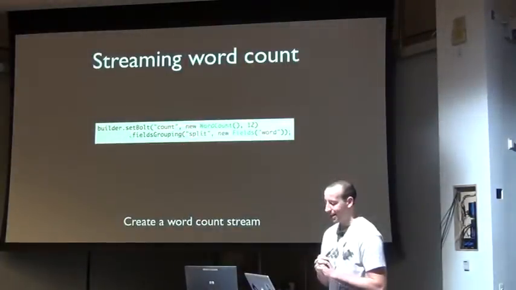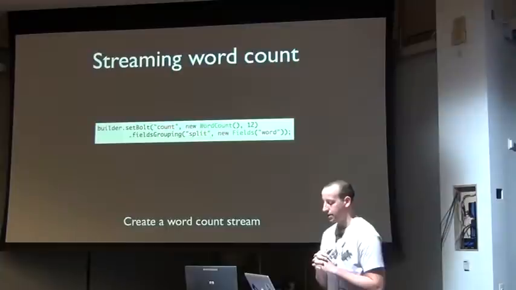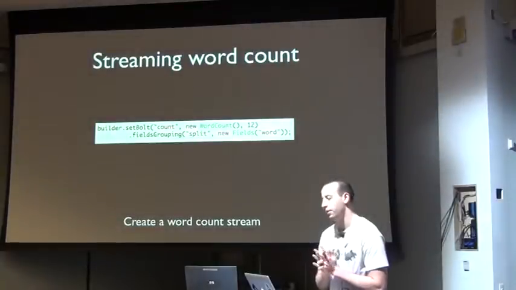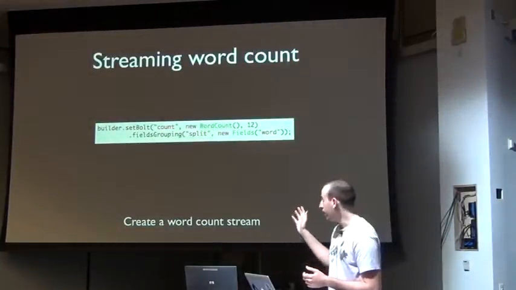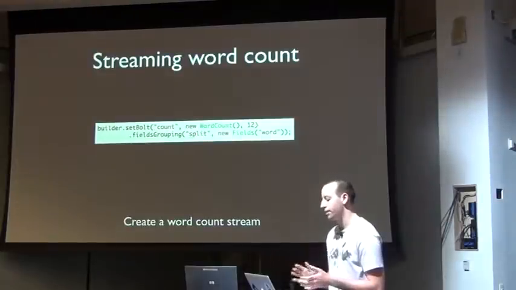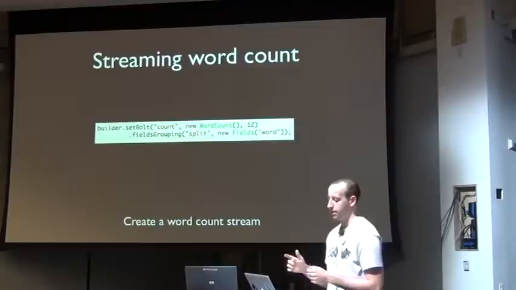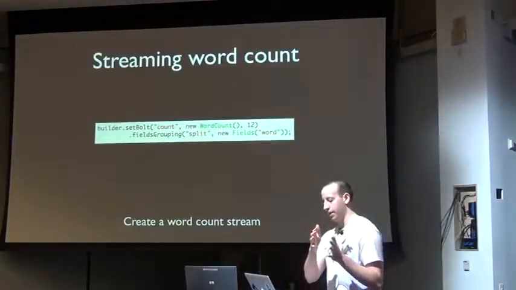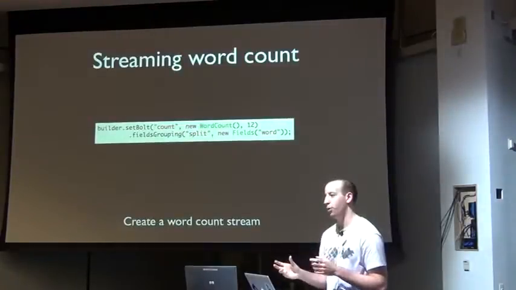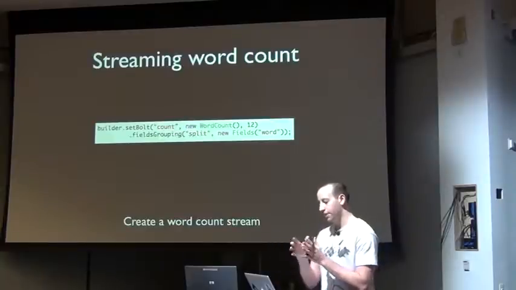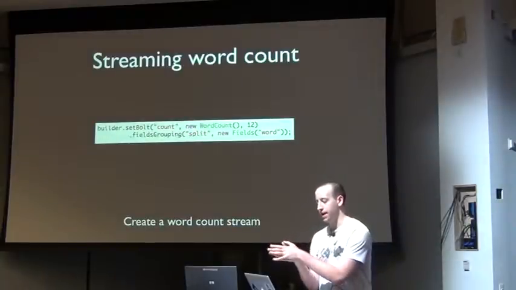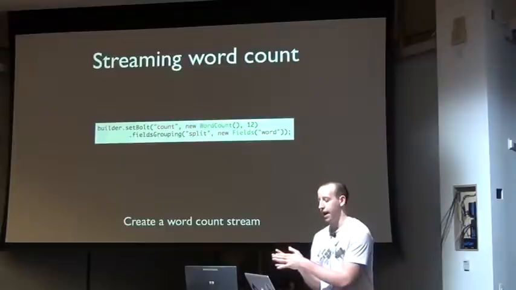All right, and finally the last bolt is the word count bolt. We give it an ID of count. The implementation is the word count object. We give it a parallelism of 12. And then we say this bolt reads the output of the split component using a fields grouping on the words field. So this has the effect of the same word will always go to the same task, but different words may go to different tasks.